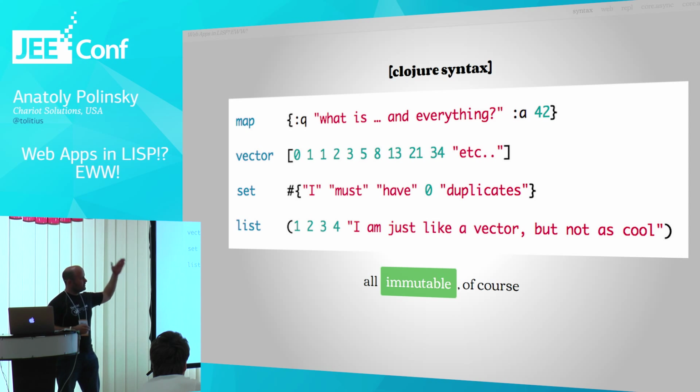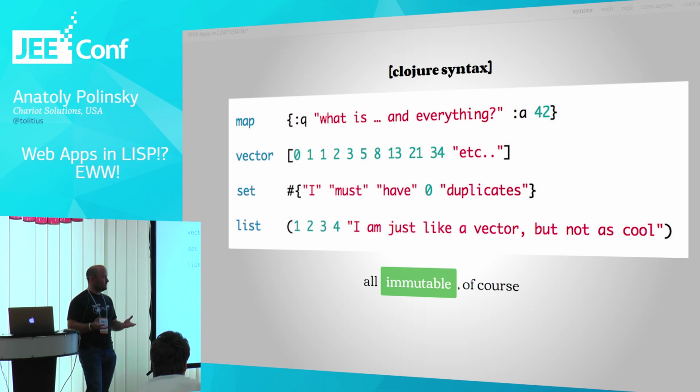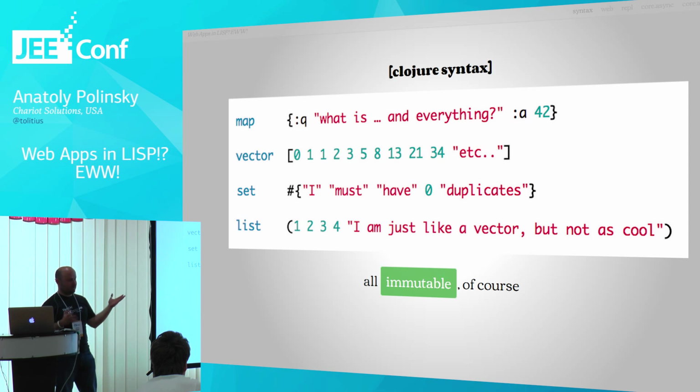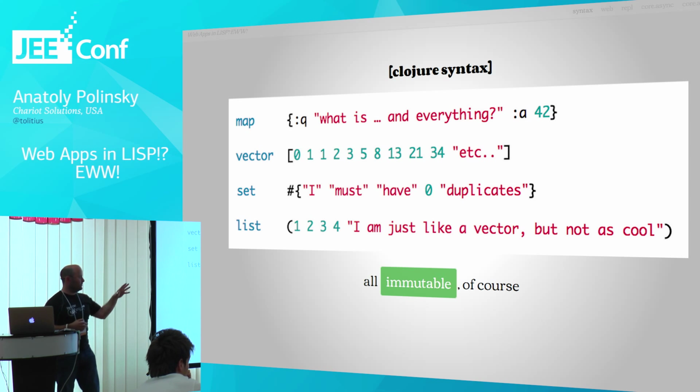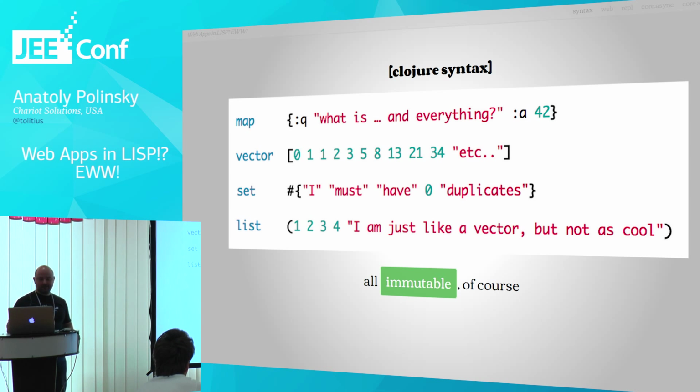You have a vector. Think of it as an array list in Java. We have a set, a hash set, right? And then you have a list. It's something like a linked list. One thing you can notice is that Clojure is a dynamically typed language, so you can put strings, numbers, and some other quirky symbols, which we'll talk about later. But basically, this is it. This is Clojure for you.